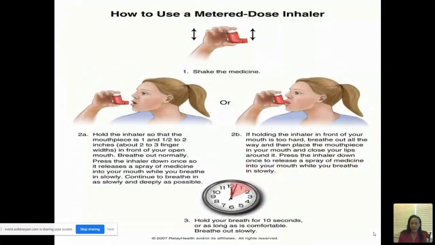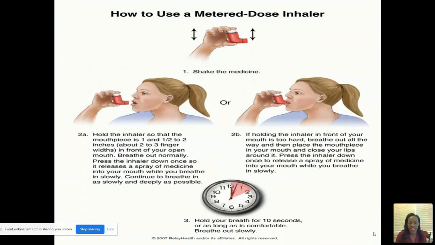So you want to shake the canister. Some clients are not able to do the 1 to 2 inches from the mouth, so they can wrap their mouth around it. Some children or some elderly can't do that. That's fine. Wrap your lips around it. Have them breathe normally. And then on the next breath, when they're inhaling, they need to dispense at the same time. So you're going to dispense and take a nice little deep breath.